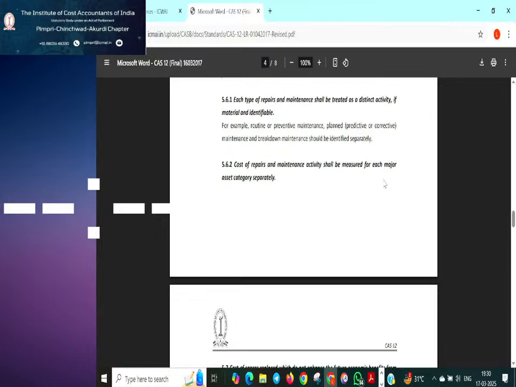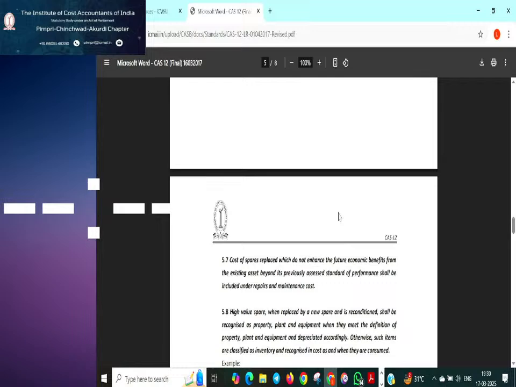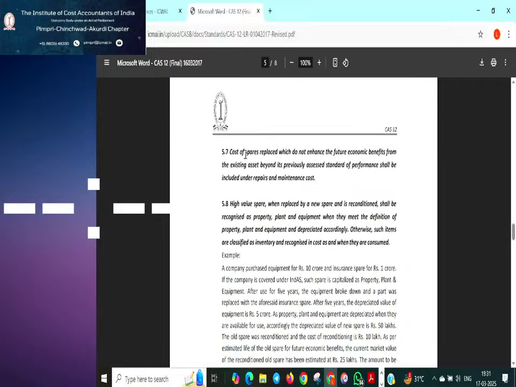Cost of repairs and maintenance activity for each asset category should be maintained separately. Cost of spares replaced which do not enhance the future economic benefits from the existing asset beyond its previously assessed standard of performance shall be included under repair and maintenance cost. What is this cost of spares and why are they insisting so much on cost of spares? This is an important point.